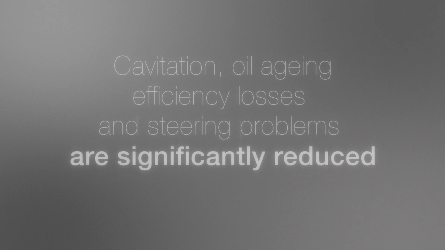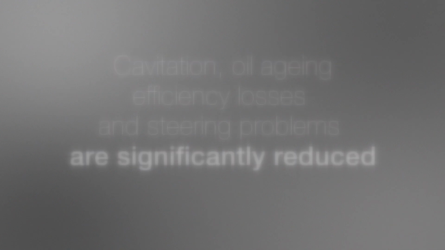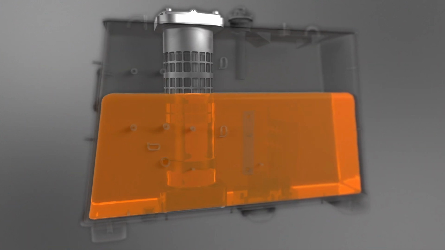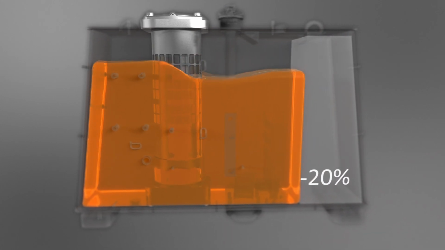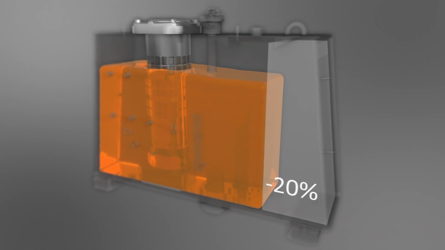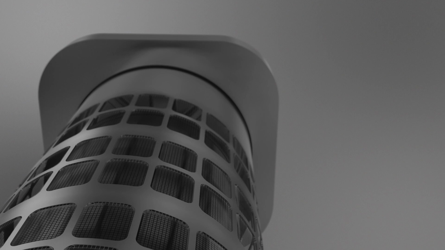The innovative hydraulic filters thus provide air separation performance that is first class. Efficiency losses, cavitation, oil aging, and steering problems are significantly reduced. When these special filters are used, the tank can even be much smaller and still meet the same requirements with no loss to air separation. With these optimized filters, the trend towards smaller tanks is no longer a problem.